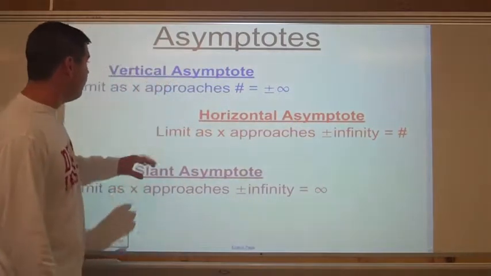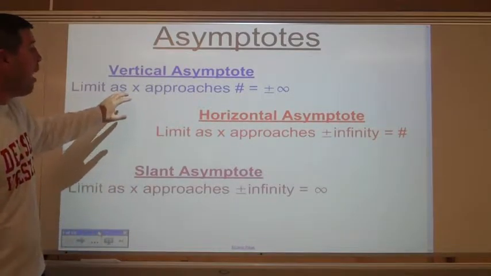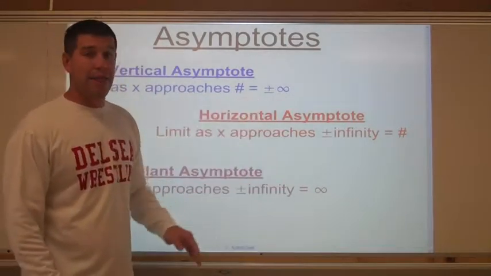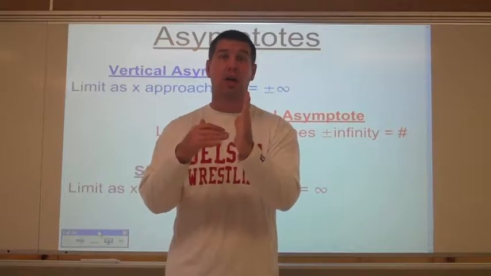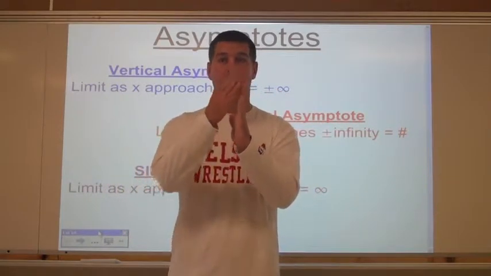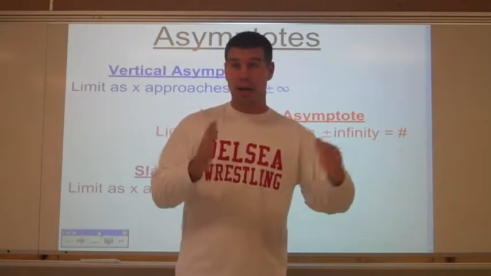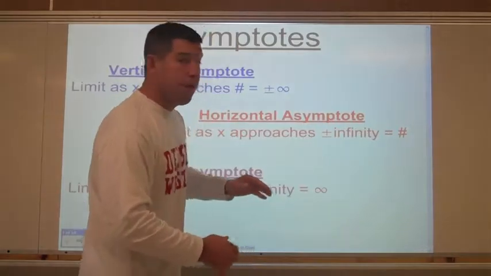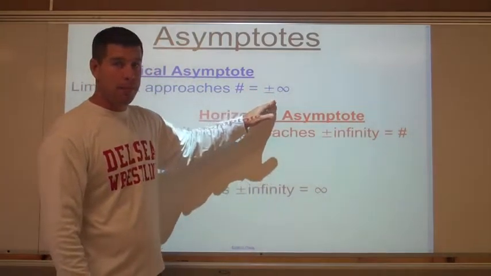Vertical asymptotes, we're going to relate this all to limits. With vertical asymptotes, it happens as the limit as x approaches a number and the function goes to infinity. So with a vertical asymptote, x is getting really, really close to a number. As x approaches a value, it's either going to be going up to positive infinity or down to negative infinity. So vertical asymptotes occur as the limit as x approaches a number.